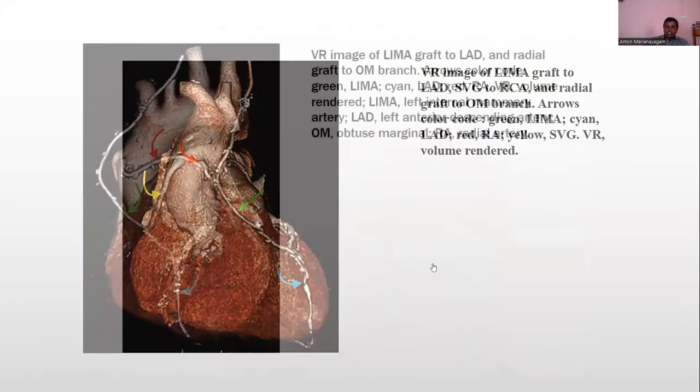Some of these I may skip because of the time limitations.